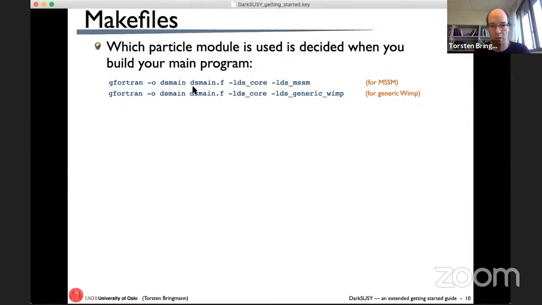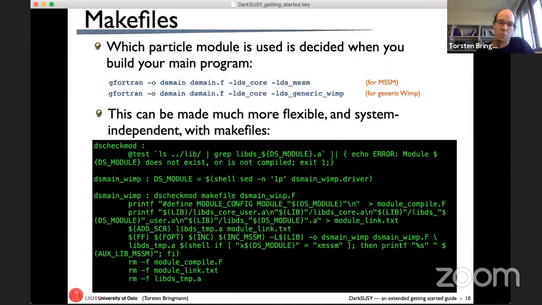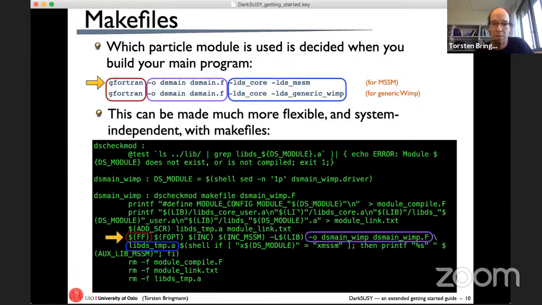And you see this here that, if you, for example, have gfortran as a compiler, but of course you can also have other Fortran compilers, you just include different libraries, for the MSSM or for the generic WIMP in this case. Now, the way we have solved this is with makefiles, and this is really just the same thing. The advantage is just that it is much more flexible and system independent. But under the hood, exactly the same thing happens.